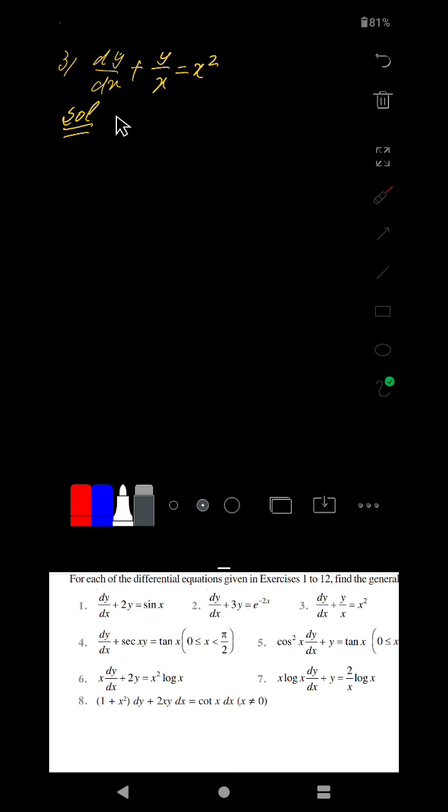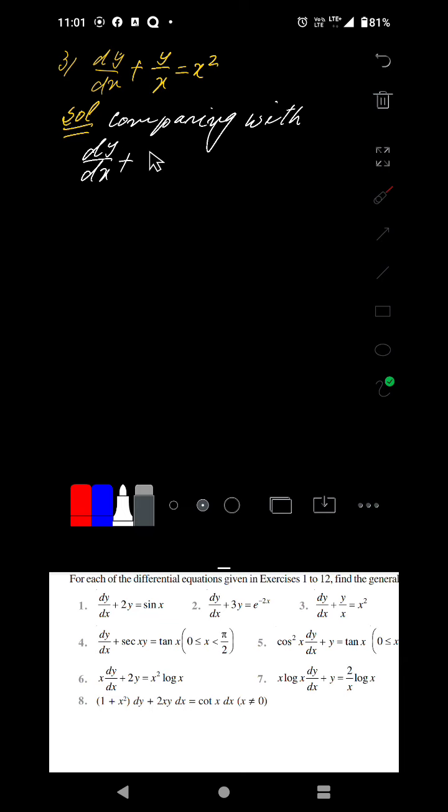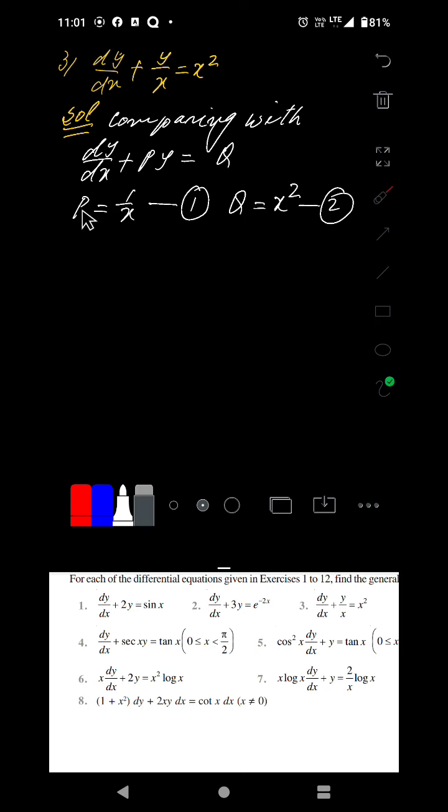So comparing with dy/dx plus Py is equal to Q, we get P is equal to 1/x. Let this be equation number 1, and Q is equal to x squared. Let it be equation number 2.